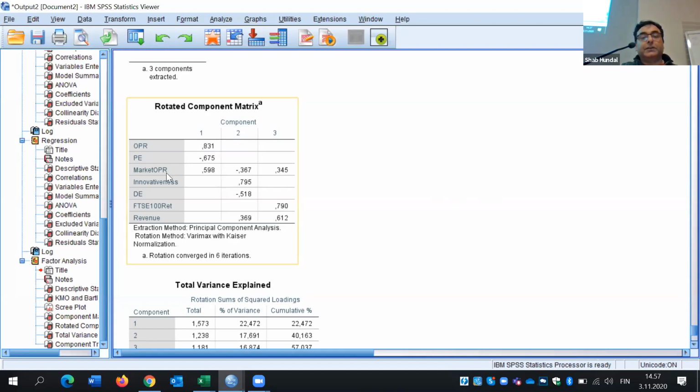Second construct, the market operating profit ratio also goes to second and third construct. Innovativeness goes to the second construct. The D to E goes to the second construct, and the revenue goes to the second construct. And in the same way, the FTSE return goes to the third construct, and the market operating profit ratio also goes to the third construct. But see what?